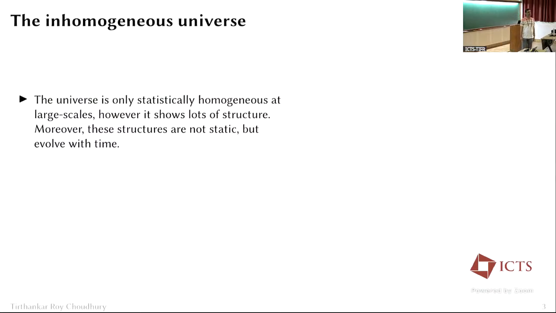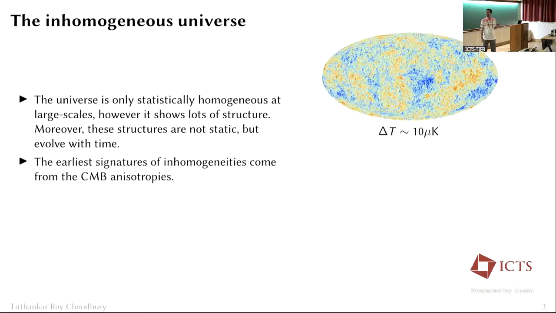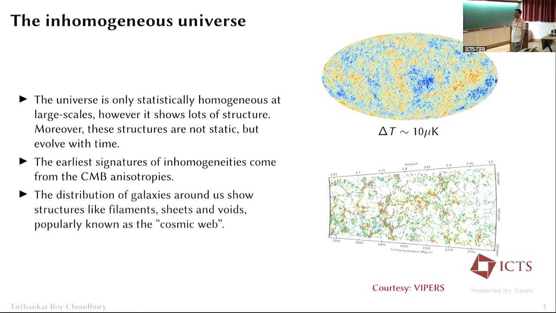Now, of course, this homogeneity and isotropy works only at large scales, but actually, our universe shows a lot of structure, a lot of inhomogeneities, and moreover, these structures are not static, they evolve with time. The earliest signs of inhomogeneities we find are from the CMB. So this is again something you would have seen. These are the anisotropies detected by Planck, and there are various other experiments which do that. And they essentially show a small level of inhomogeneity.